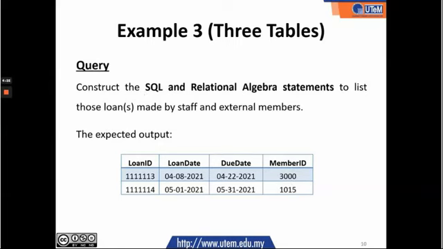If you still remember, in our loan table, no member type name is specified. Member type name is in the member type table, but we cannot have a direct relationship between loan and member type. We need the member table between these two tables. So let's look at an SQL statement for this situation.